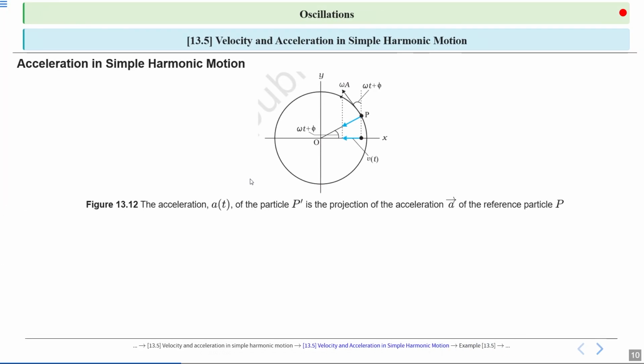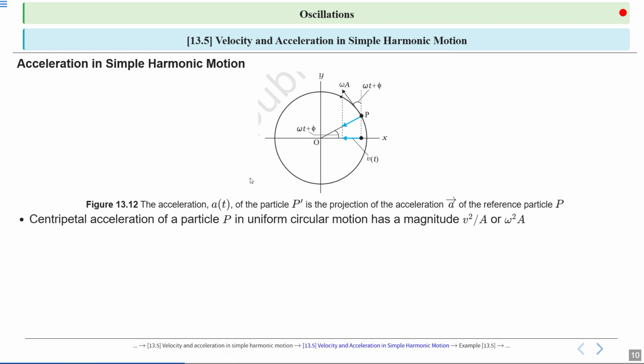Now let's focus on the centripetal acceleration of the particle moving in a circle. Centripetal acceleration is always directed towards the center of the circle, and its magnitude can be written as v square divided by A, or omega square A. Here v is the speed of the particle, omega is the angular frequency in radians per second, and capital A is the radius of the circle.